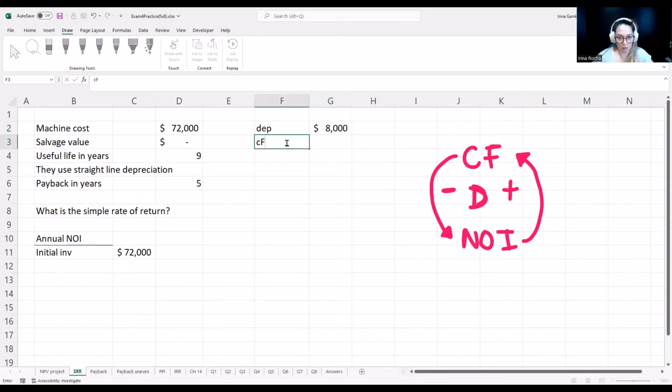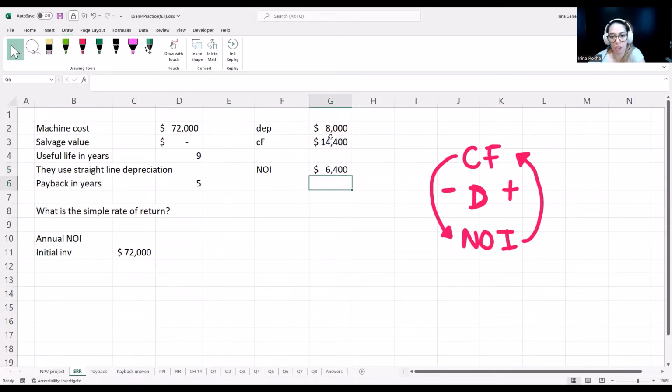So what we do know is that this machine is going to pay itself back in 5 years. So if it pays itself back in 5 years, you know that the cash flow is this divided by the amount of years. That means I'm going to make $14,400 every year. So to go from cash flow to net operating income, I just subtract depreciation. So net operating income is going to be the money I'm bringing in every year minus my depreciation.